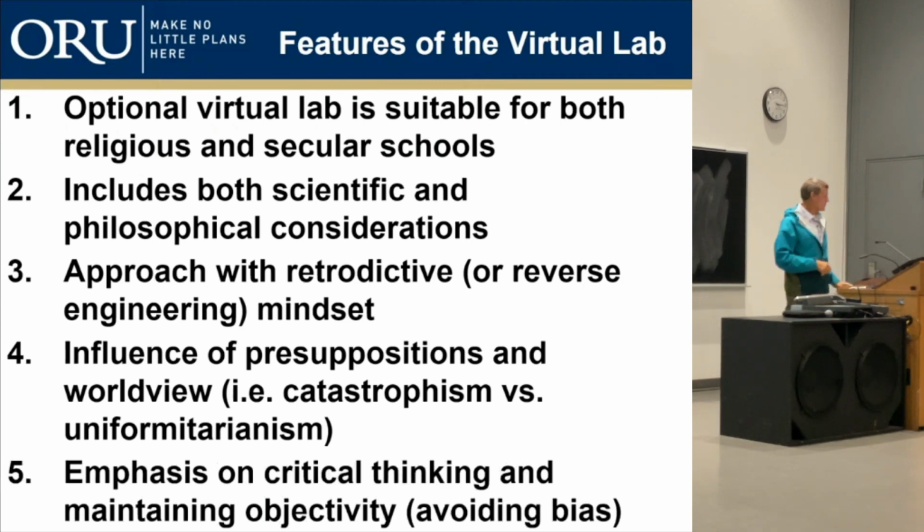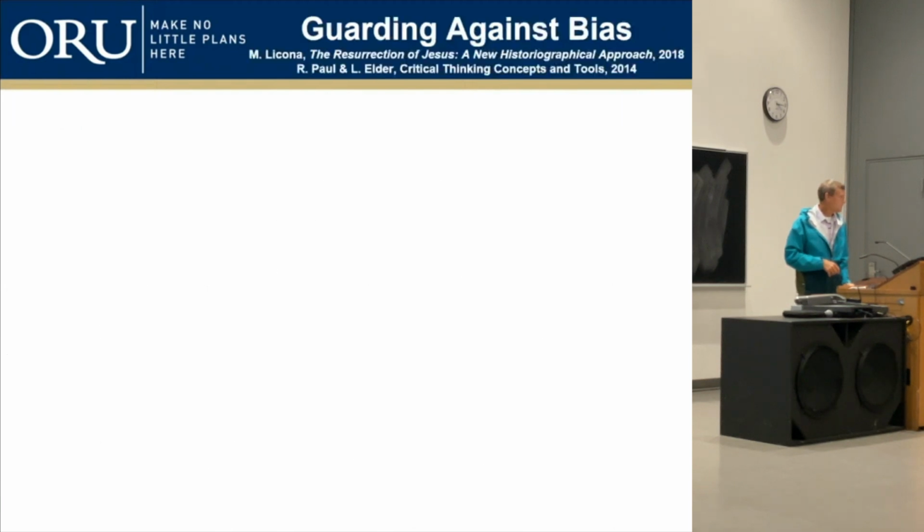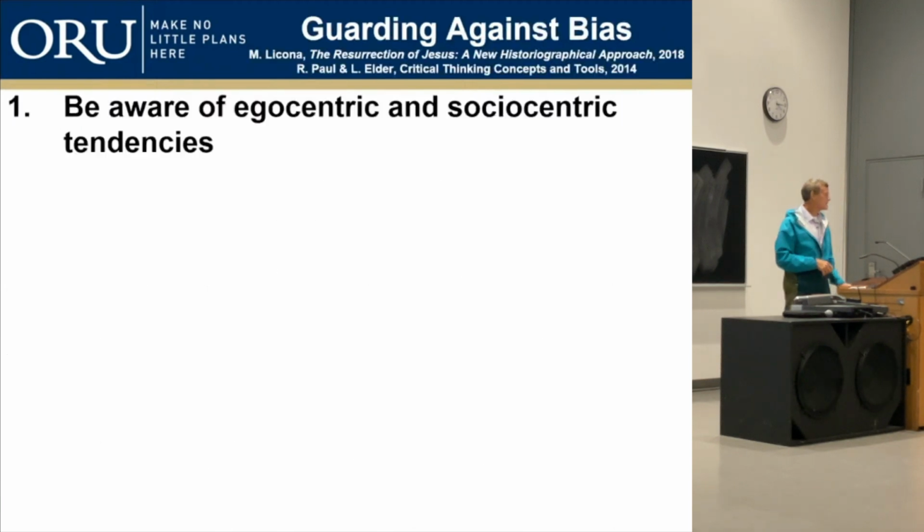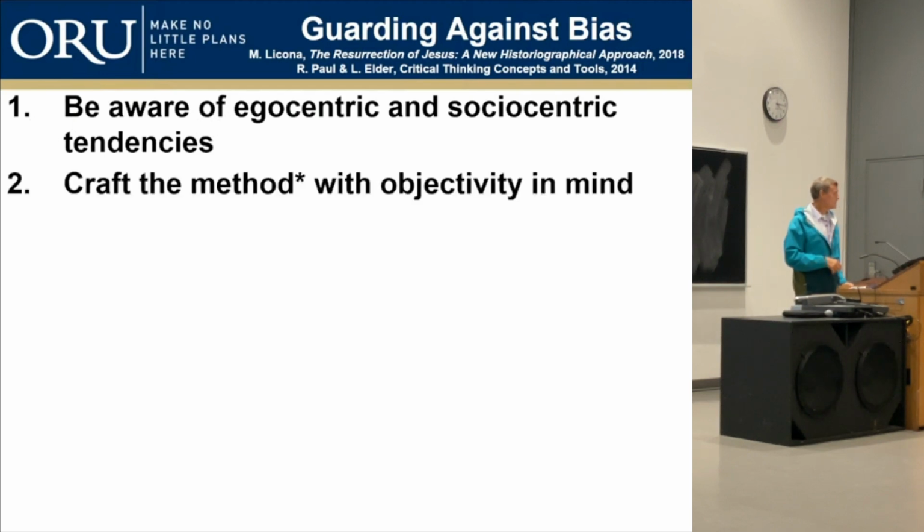The emphasis would be on critical thinking and maintaining objectivity, avoiding bias. And one of my students did a little work on guarding against bias, being aware of egocentric and sociocentric tendencies. And here we're getting into intellectual humility, too. I hope to teach them something at the start of this about intellectual humility.